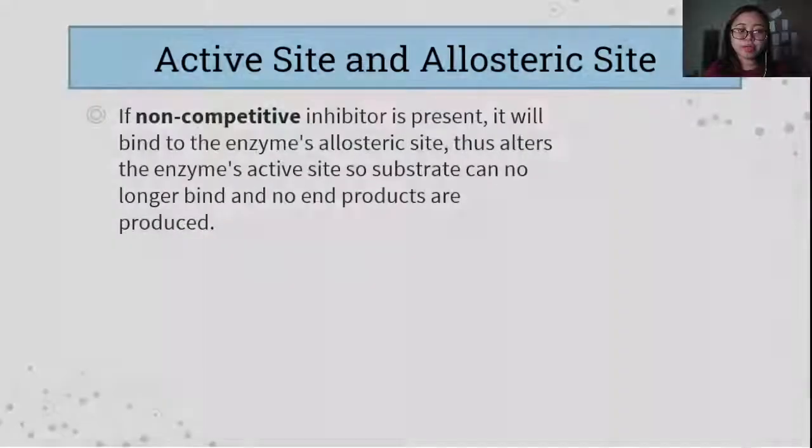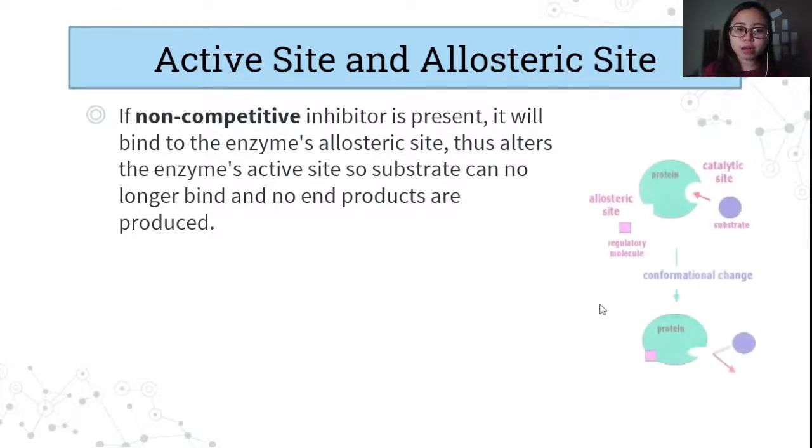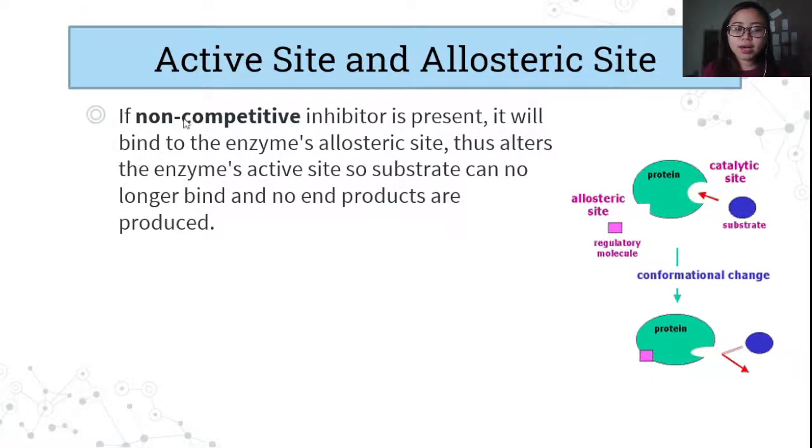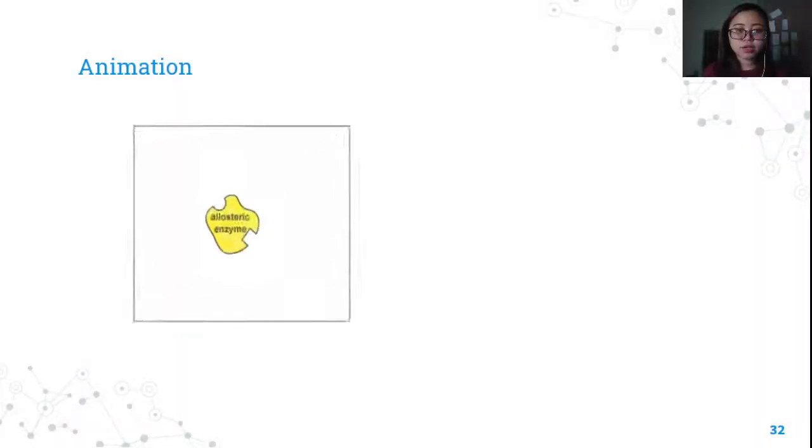If the non-competitive inhibitor is present, it will bind to the enzyme's allosteric site, thus alters the enzyme's active site so substrate can no longer bind and no end products are produced. Maksud ayat sini, kalau ada non-competitive inhibitor, which is this pink molecule over here, dia akan masuk allosteric site dan dia akan menyebabkan substrate tidak dapat masuk dan tiada reaction. Kalau ada competitive inhibitor, if there is competitive inhibitor, it will bind to the active site and prevent binding of substrate. So here we have an animation.